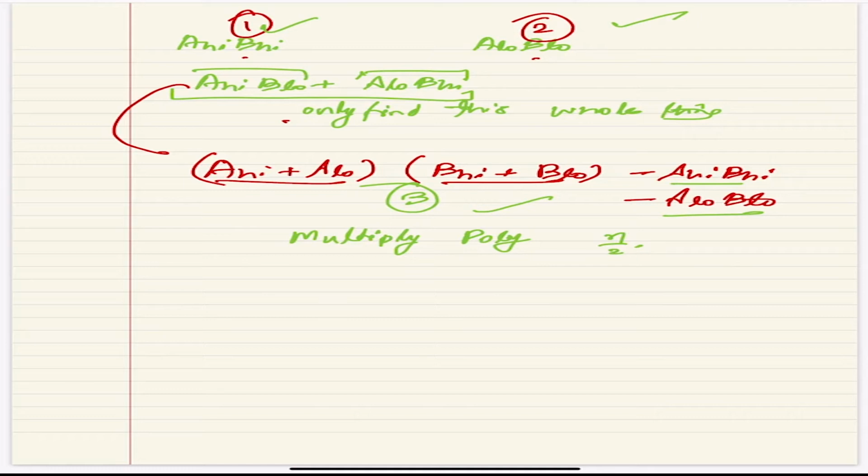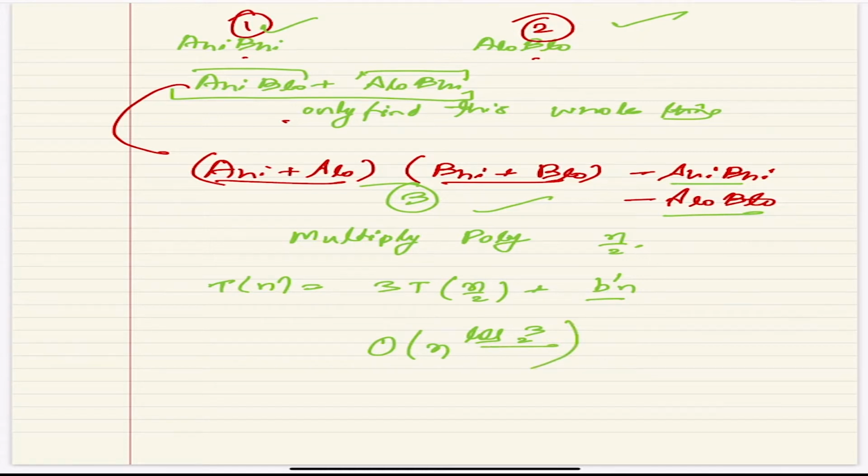And if I do that, then my complexity now is T(n) is 3T(n by 2) plus some b prime n. And b prime is obviously larger than the previous b, because now you're doing more addition, subtraction and all, but it is still some b prime n, right? So what will be the complexity? I compute this n to the power log 3 to the base 2, and I ensure that this n to the power 1 is smaller than this. That is the case, and this becomes my complexity. And this is roughly n to the power 1.58.